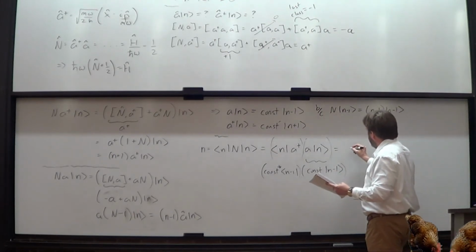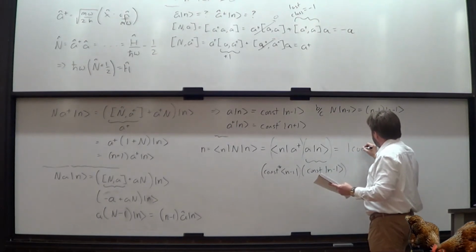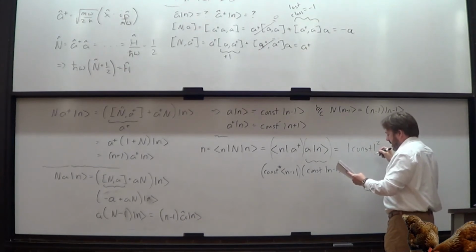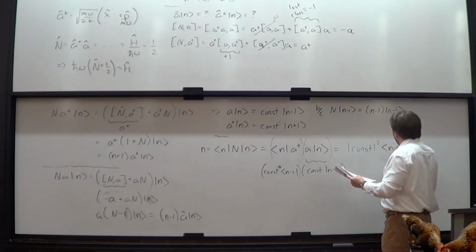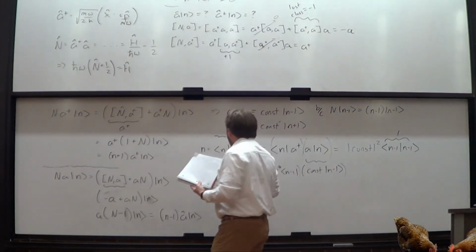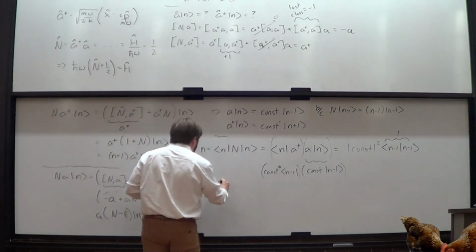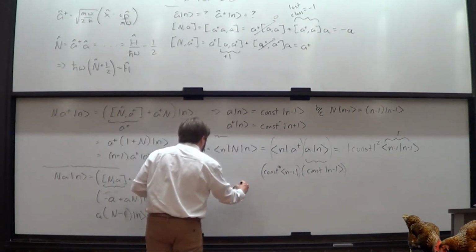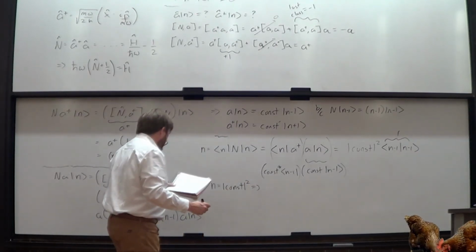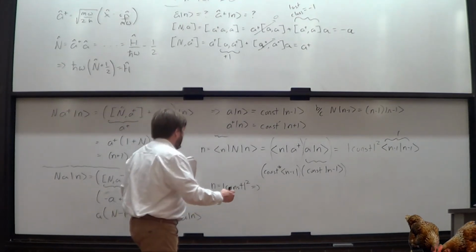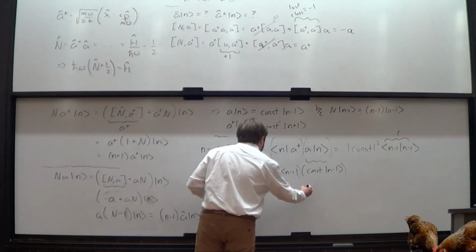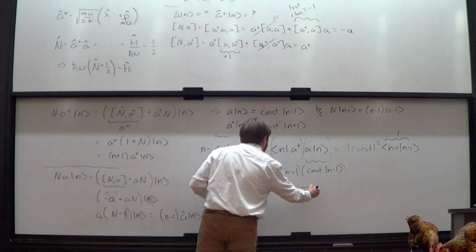Okay, so this is going to be the absolute value of the constant squared, and then of course I've got n minus 1. And always I assume that everything is normalized. And actually, I already wrote this, right? Okay, so therefore, what you learn from all of this is that A, operating on n, the constant is square root of n.